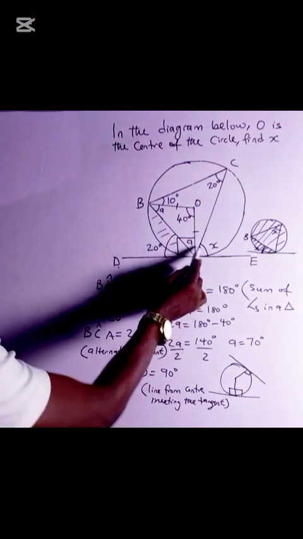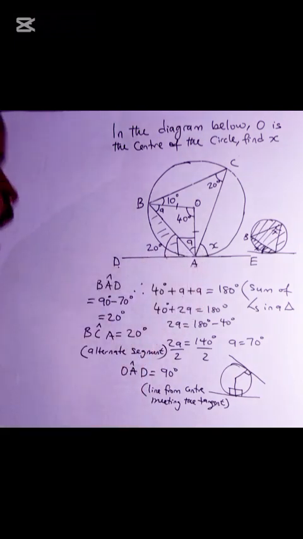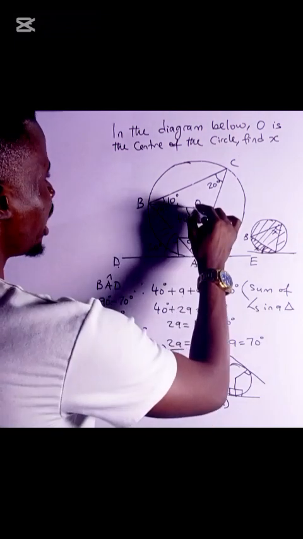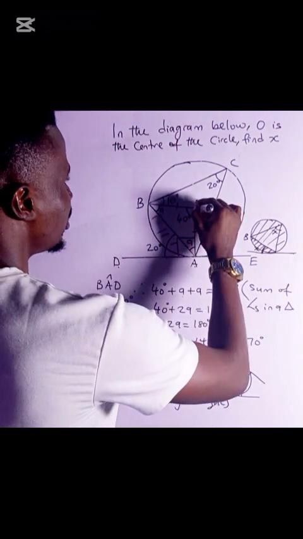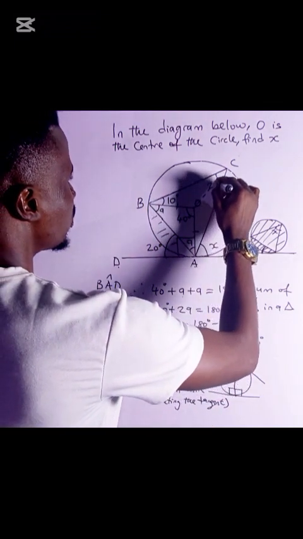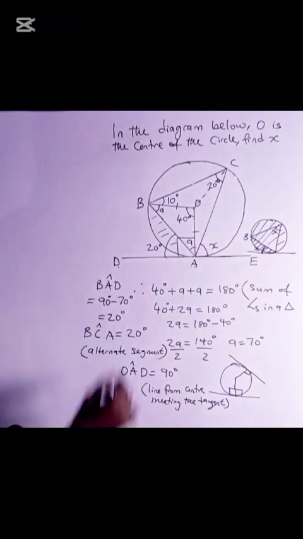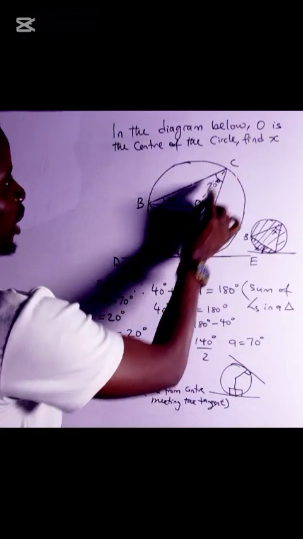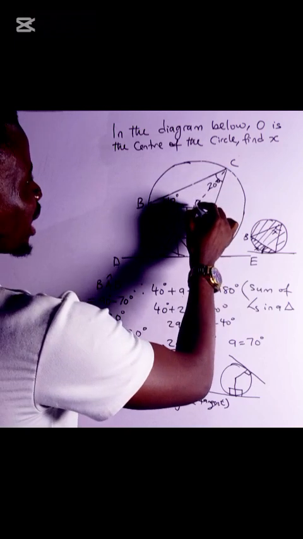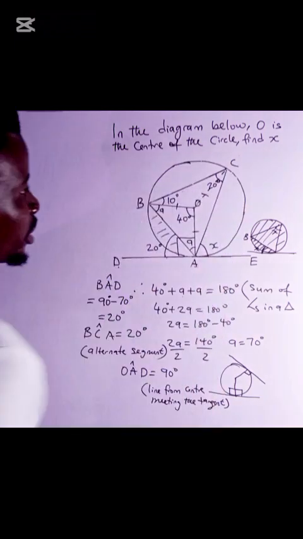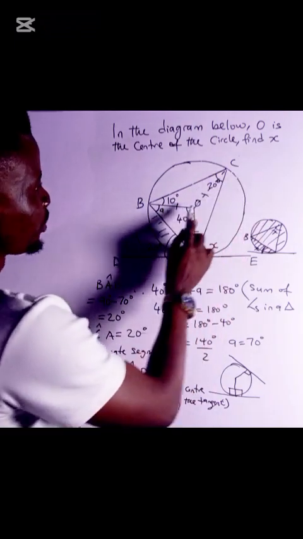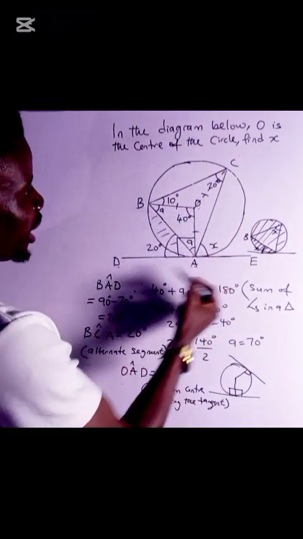So what do we do? How do we find this x now? Now we have to do a construction. We join line OC. I use a dotted line to join line OC from the center of the circle to the circumference. That means line OC is a radius. So we have 3 radii in this diagram: OC, OB, and OA.